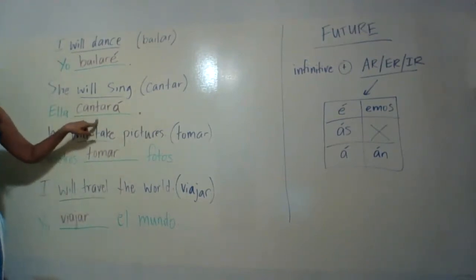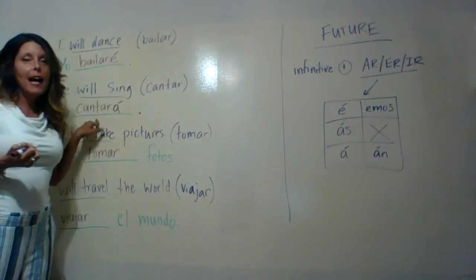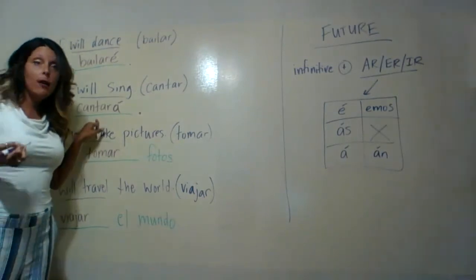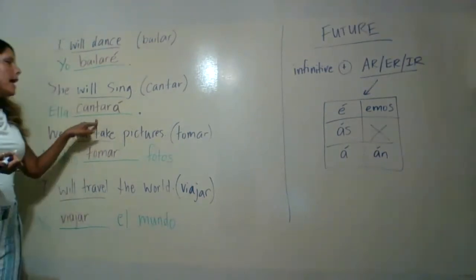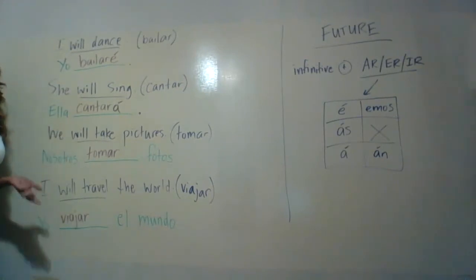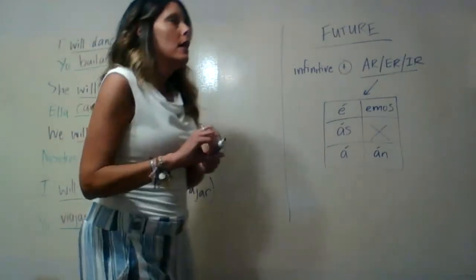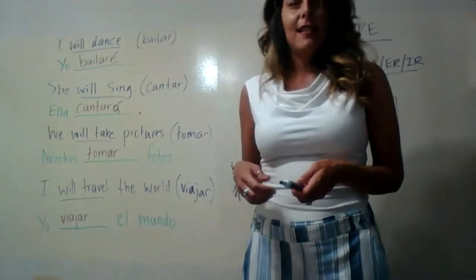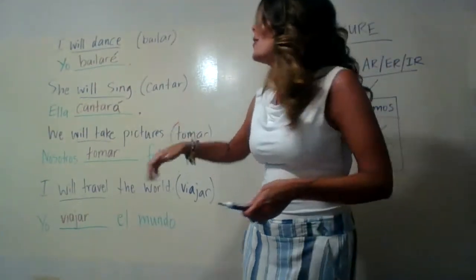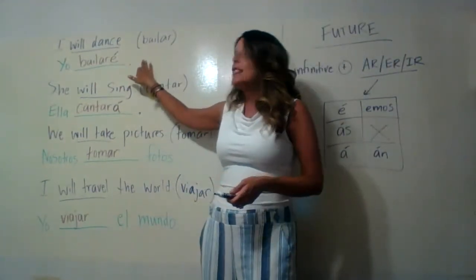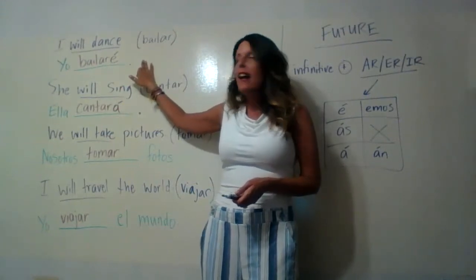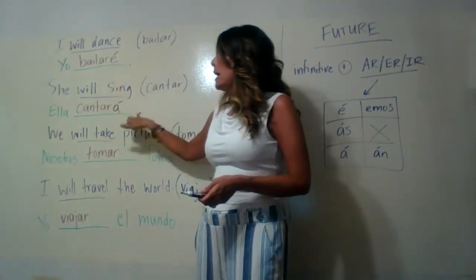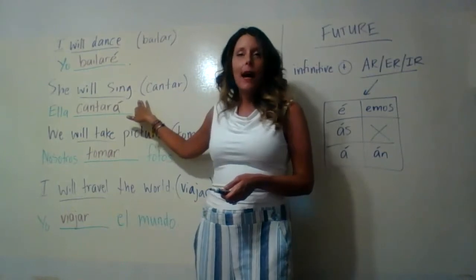So how do we pronounce that? Cantará. So if I wanted to say she will dance, I would simply say ella cantará. Once again, oh no, not dance. I will dance, she will sing, right? So once again, I will dance, yo bailaré, and she will sing, ella cantará.